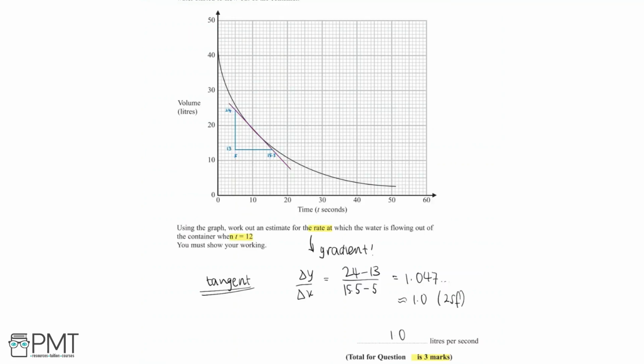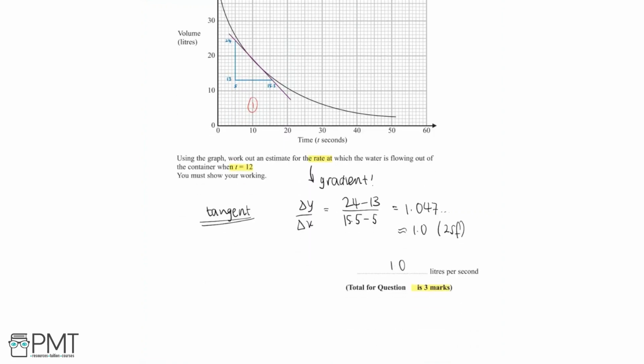We get the first mark for drawing a tangent at t is equal to 12. We get the second mark for our process to find the gradient of this tangent by doing the change in y divided by the change in x. And we get the third and final mark for the correct answer, that the rate at which water is flowing out of the container when t is equal to 12 is approximately 1.0 litres per second, allowing us to get the full 3 marks needed in this question.